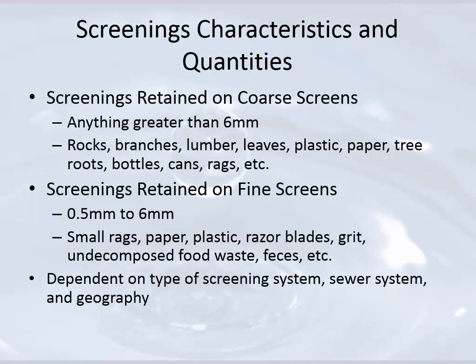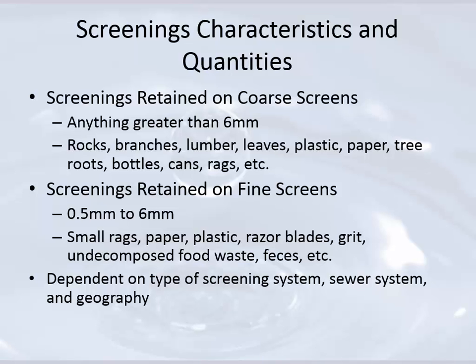Screening characteristics and quantities. Screenings are retained on the coarse screens. Obviously, since the holes are 6 millimeters or larger, it's anything greater than 6 millimeters. It can be anything from rocks, branches, lumber, leaves, plastic, paper, tree roots, bottles, cans, rags, etc. I really wanted to show you some pictures of these, but I couldn't find any where you could tell, because it's all mixed in together.